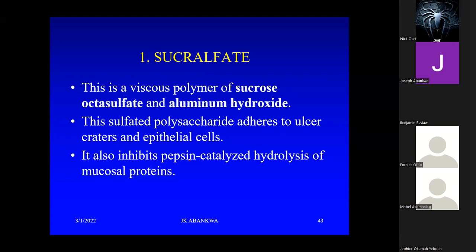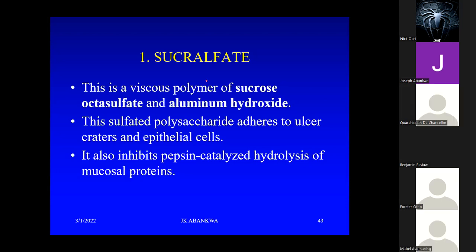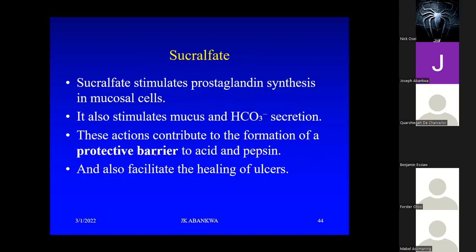Here it inhibits pepsin, which I told you produces acid. And when acid gets into contact with the mucosal proteins, it breaks them down, it destroys their structure, and therefore the acid will now get direct contact with the stomach lining tissues. So what the sucralfate does is that it goes and fills those gaps, the craters caused by ulcer, and then prevents that pepsin-catalyzed hydrolysis of the mucosal protein.